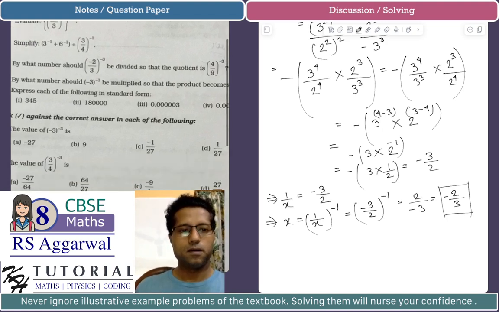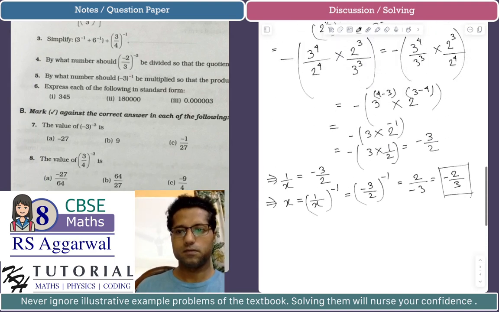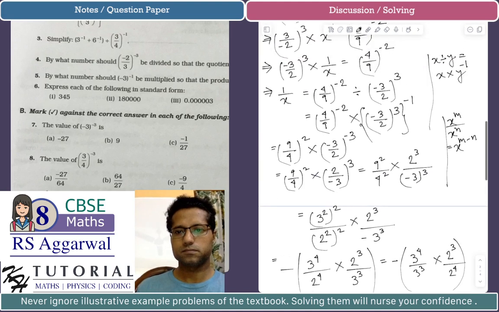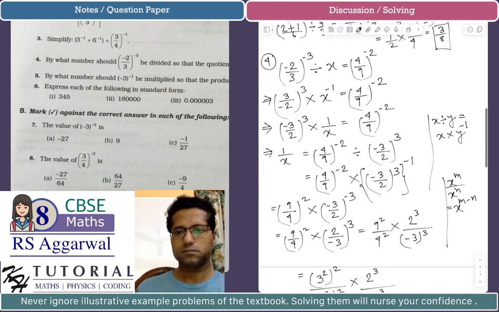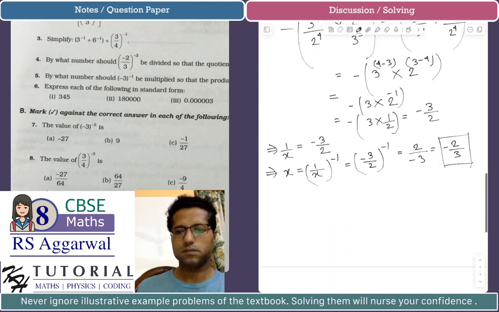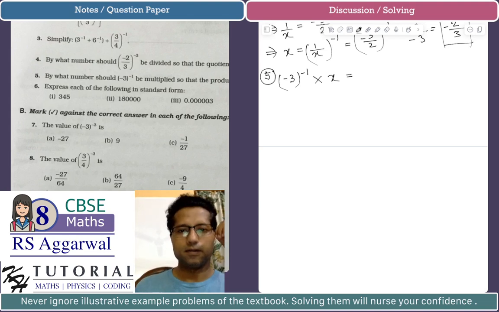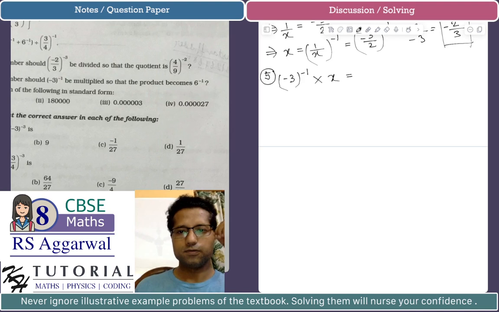Okay. Let's do problem number 5. It says, by what number should minus 3 whole raised to the power minus 1 be multiplied, let that number be x, so that the product becomes 6 to the power minus 1.